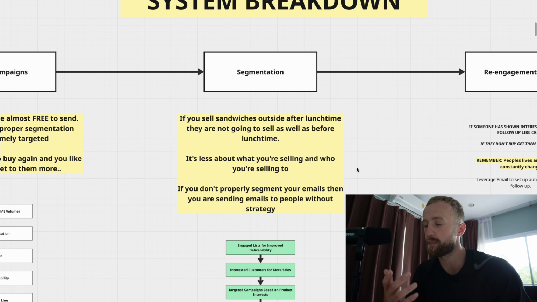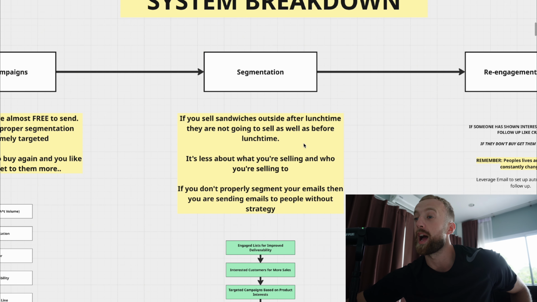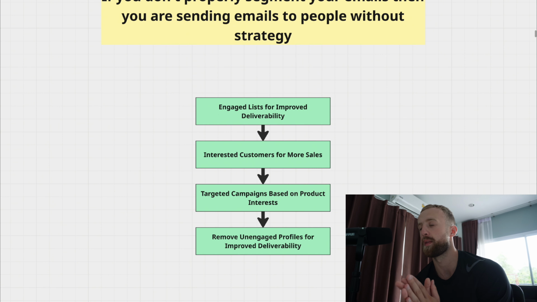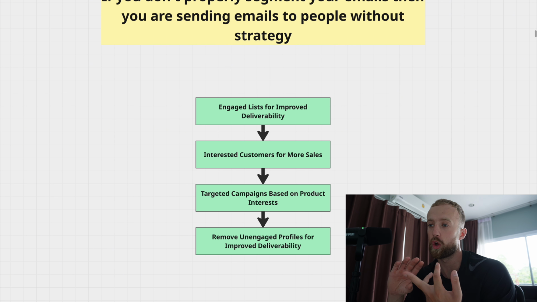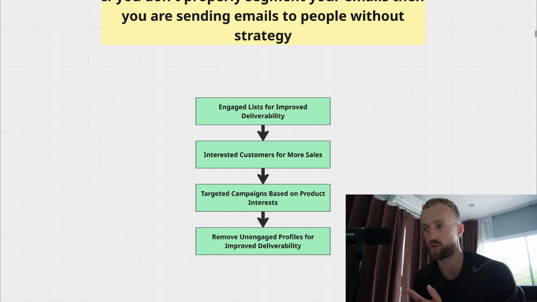Now, the next thing is segmentation. If you sell sandwiches outside after lunchtime, then they're not going to sell as well as before lunchtime or during lunchtime. So it's less about what you're selling, and it's more about who you're selling to. And if you don't segment your emails properly, then you're sending to people without strategy. The benefits of segmentation are you're going to have a more engaged list for improved deliverability, meaning more people are getting your emails. You're going to have more interested customers that are going to generate more sales. You're going to have targeted campaigns based on product interest, and you're going to remove unengaged profiles for improved deliverability.